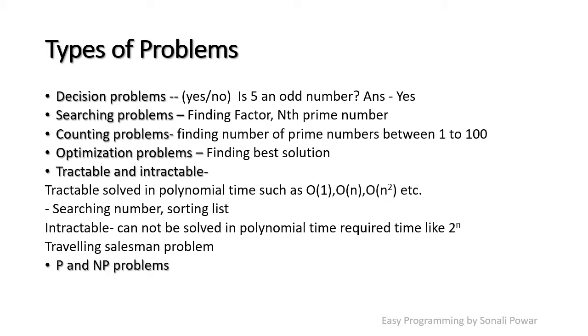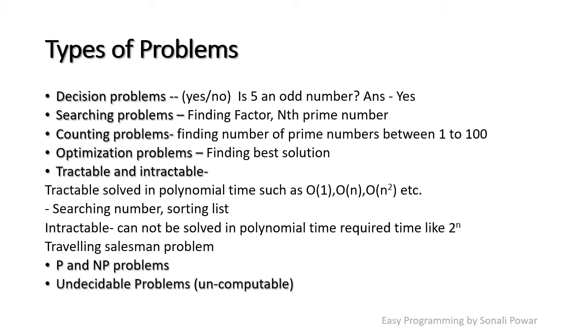Now, next type is P and NP problems. From the name itself, we can say that P means the problem which can be solved in polynomial time. It comes under the P problems. The problem which cannot be solved in polynomial time is called an NP problem. So indirectly I can say that tractable problems are P problems and intractable problems are NP problems.